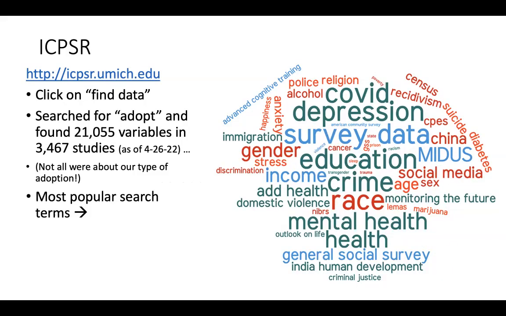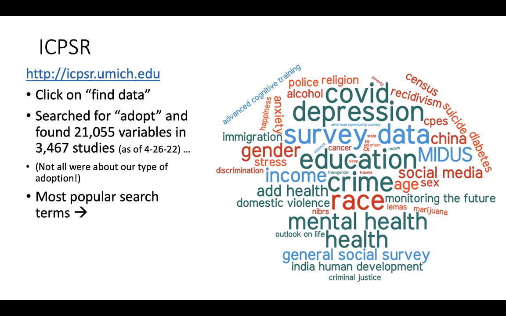Here is the URL for ICPSR. It's just icpsr.umich.edu. And I would encourage you to do this on your own. Go to that URL, click on Find Data, and then put a search term in there. I searched for just the word adopt, and it popped up 21,055 variables in 3,467 studies.